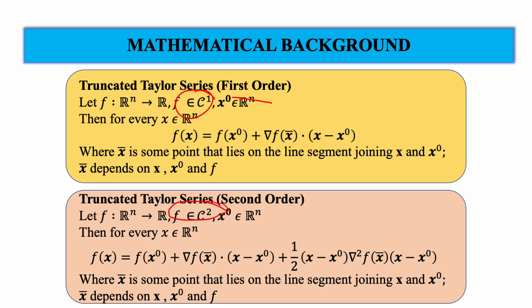can be written as f(x naught) plus gradient of f(x bar) into (x minus x naught), where x bar is a point on the line segment joining x and x naught, and x bar depends on f, x and x naught. It depends on these three. Now this idea can be extended to second order truncated Taylor series. So we will need this truncated Taylor series when we approximate function f at different points.